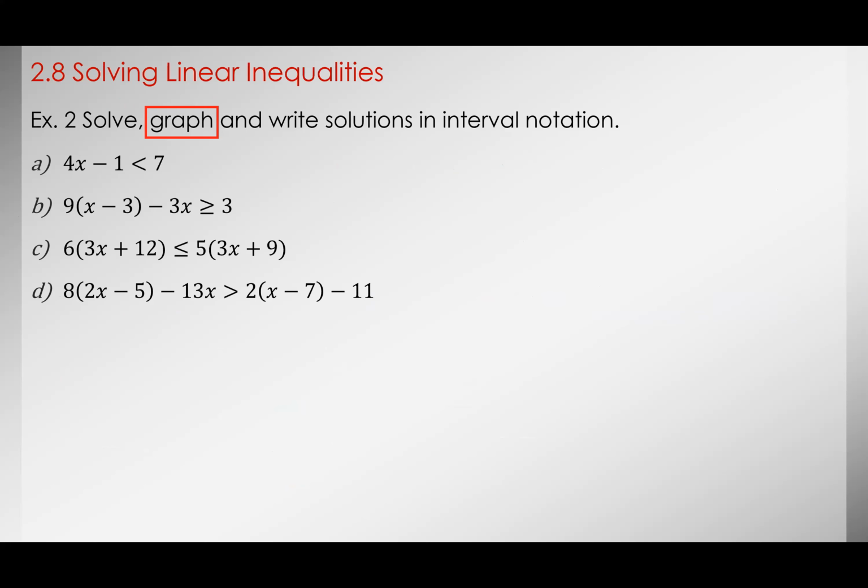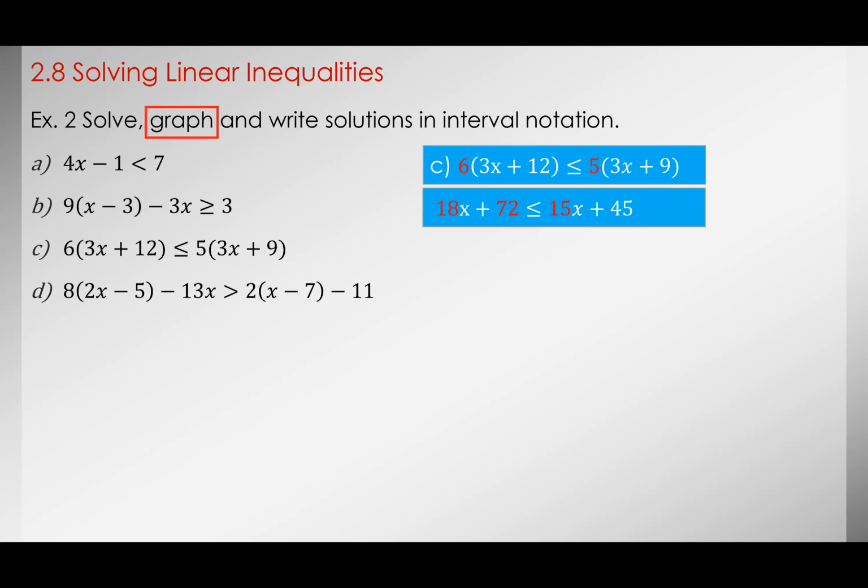C is identical to what we had before, and we see that we have a parenthesis on both sides. If we have a parenthesis, just as always, we need to distribute them in. If you distribute them in, do you agree that 6 times 3 gives me 18, 6 times 12 gives me 72, 5 times 3 gives me 15, and 5 times 9 gives me 45, right? 45 is supposed to be red, but you see the idea. This is our new problem.